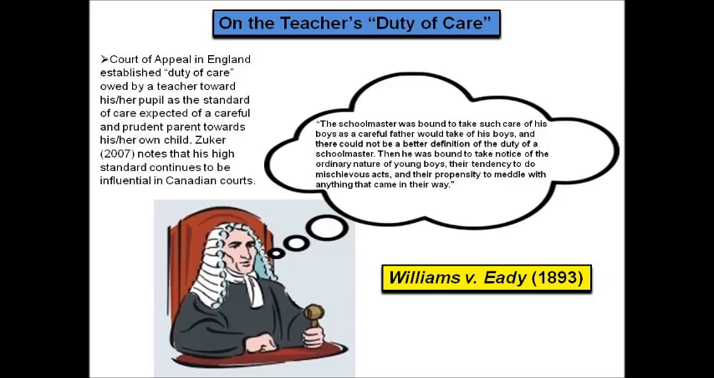So in Williams v. Eadie, the judge said the schoolmaster was bound to take such care of his boys as a careful father would take care of his boys, and there could not be a better definition of the duty of a schoolmaster. Then he was bound to take notice of the ordinary nature of young boys, their tendency to do mischievous acts, and their propensity to meddle with anything that came in their way.